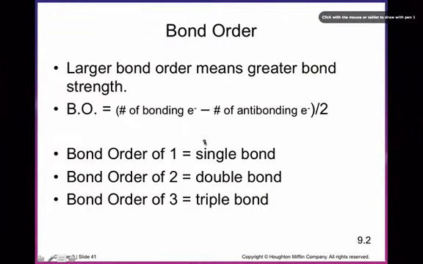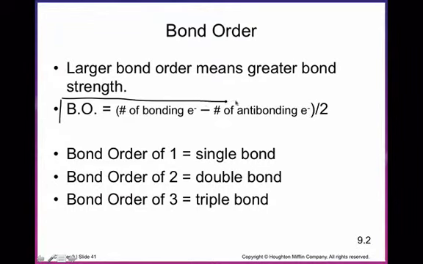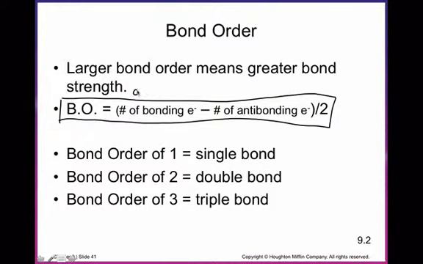When we're trying to figure out if things will bond or not, we like to look at bond order. And bond order is where we do this little calculation right here. We want to take the number of bonding electrons, so your sigma and your pi's, and we want to subtract the number of anti-bonding, so your sigma stars and your pi stars, and then we divide by 2. So the larger the bond order means the greater the bond strength.